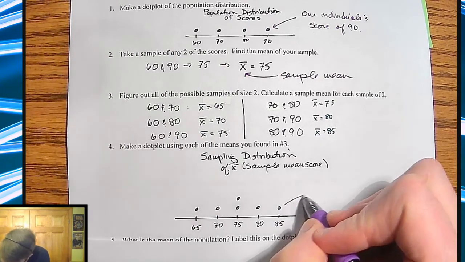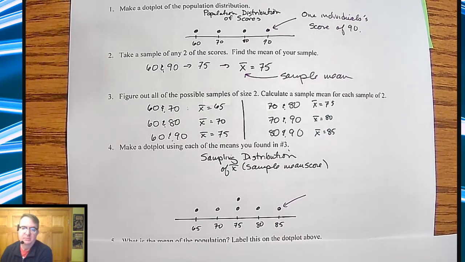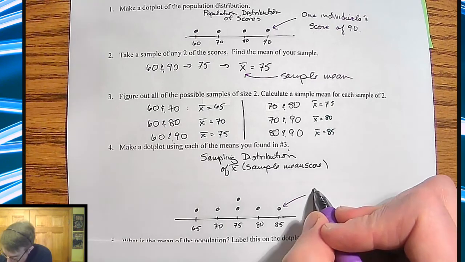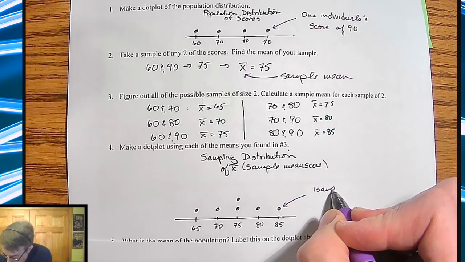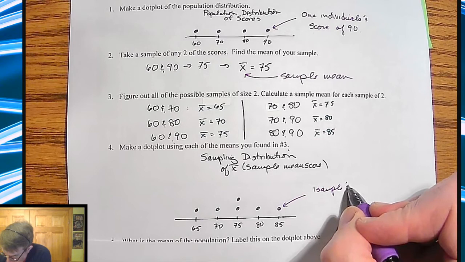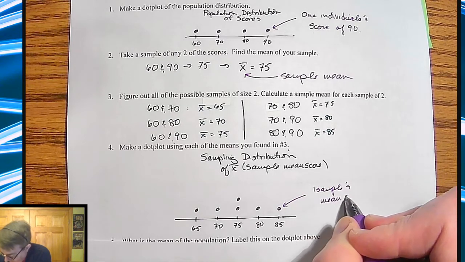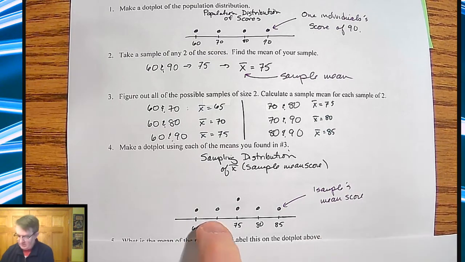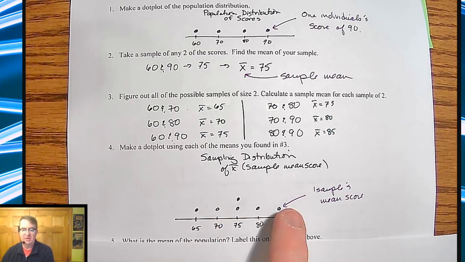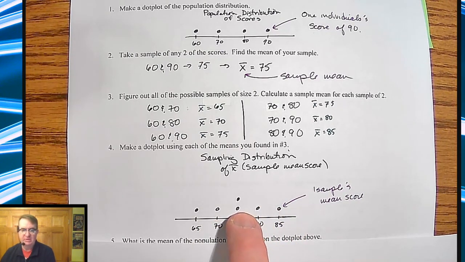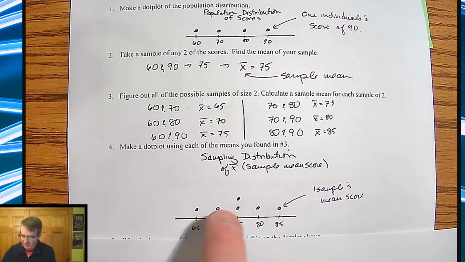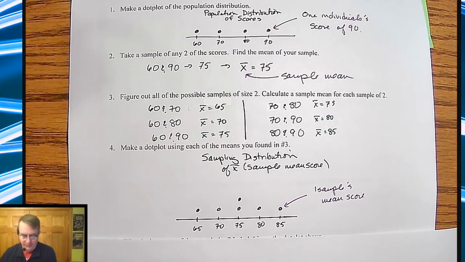This right here, again, what does that dot right there mean? Because we get so caught up in making dot plots and just doing it, we're not really coming back to what each one of them stands for, which is important. So in this case, it's going to be one sample's mean score. What's this? This is one sample's mean score, in this case of 85. One sample's mean score is 75. One sample's mean score is 75. So again, each one of these dots is standing for a sample mean.